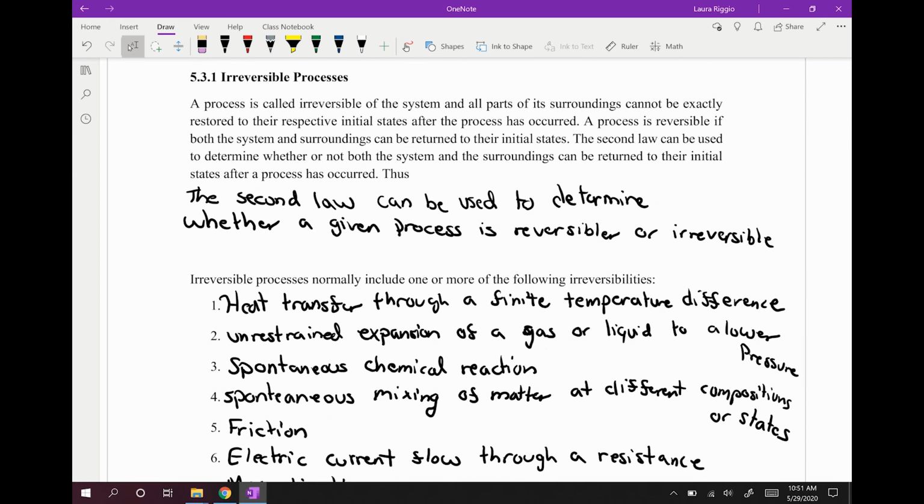A process is called irreversible if the system and all parts of its surroundings cannot be exactly restored to their respective initial states after the process has occurred. A process is irreversible if both the system and the surroundings cannot be returned to their initial states. The second law can be used to determine whether or not the system and its surroundings can be returned to their initial states after a process has occurred. So the second law can be used to determine whether a given process is reversible or irreversible. That's what we're going to start using it for.